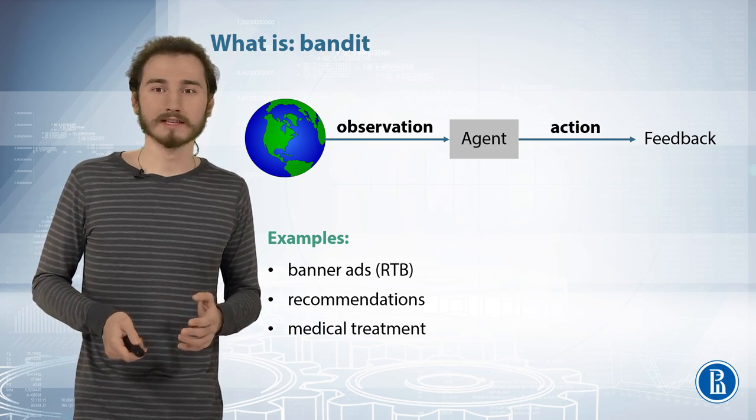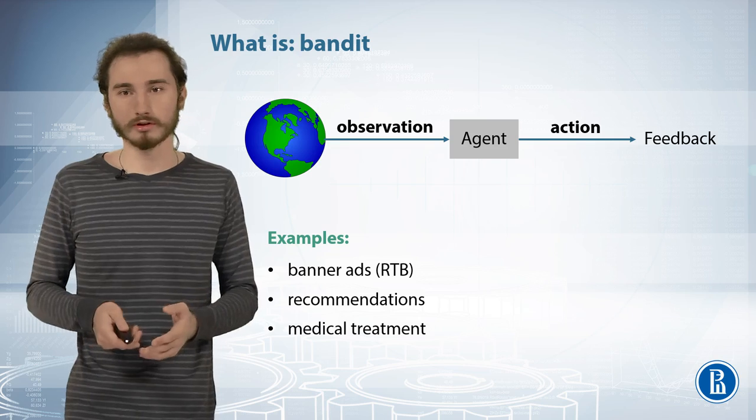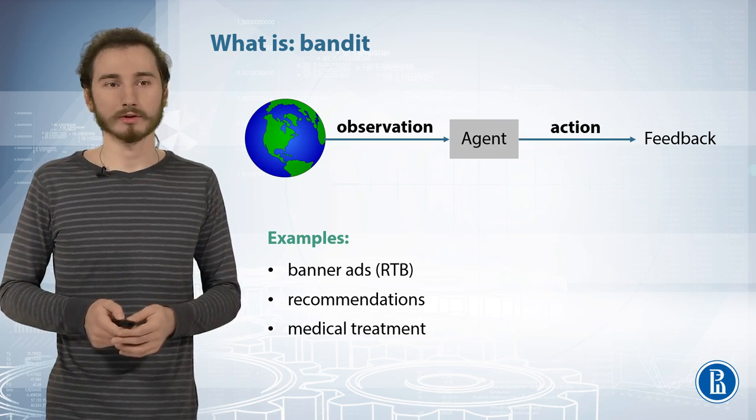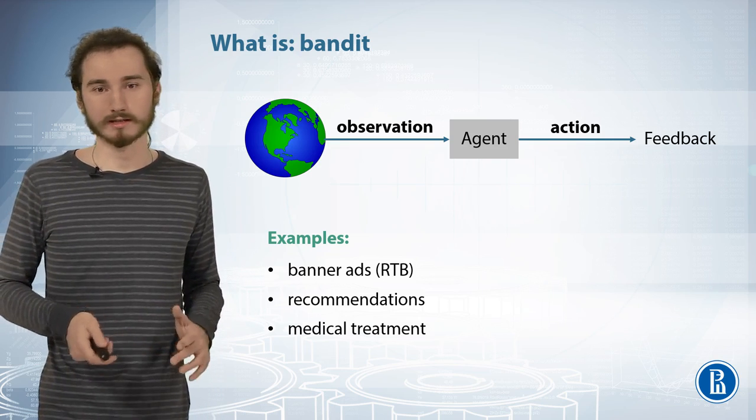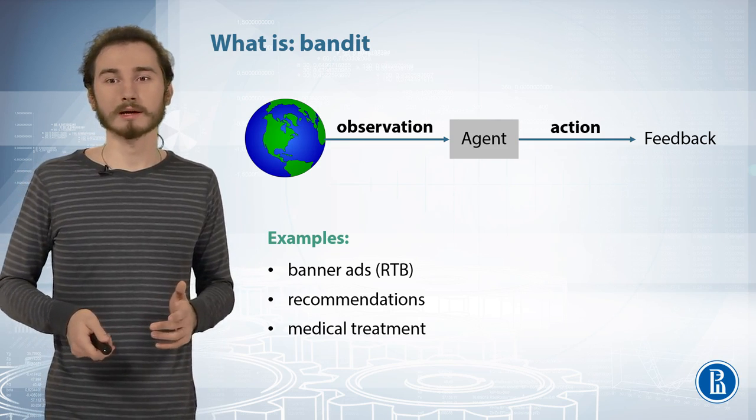Finally, the agent gets a feedback whenever it shows an action to a user. The feedback in this case is a binary one. Either a user clicks or he doesn't. Now, of course, there's a number of similar problems.